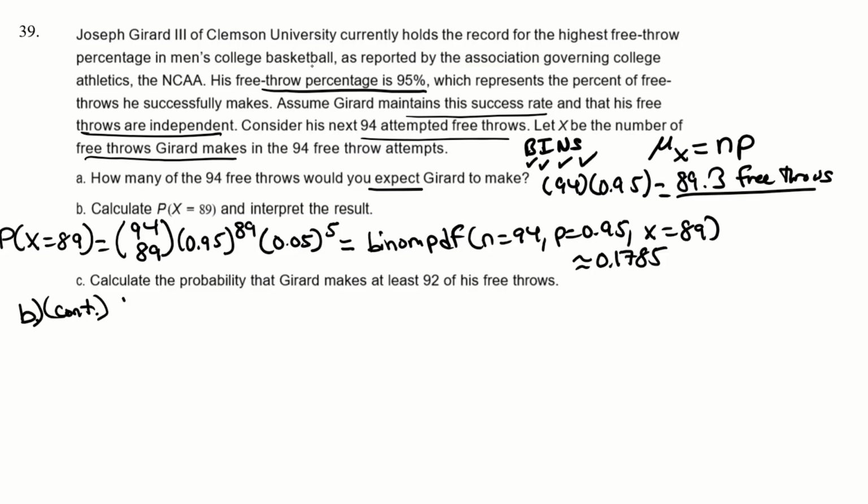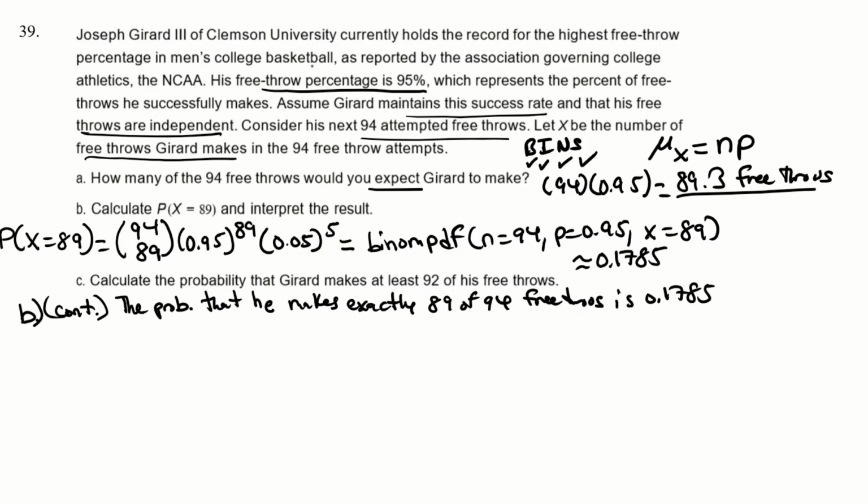The probability that he makes exactly 89 of 94 free throws is 0.1785. Okay, so now let's do part C. Calculate the probability that he makes at least 92. Okay, so the probability of x is greater than or equal to 92.